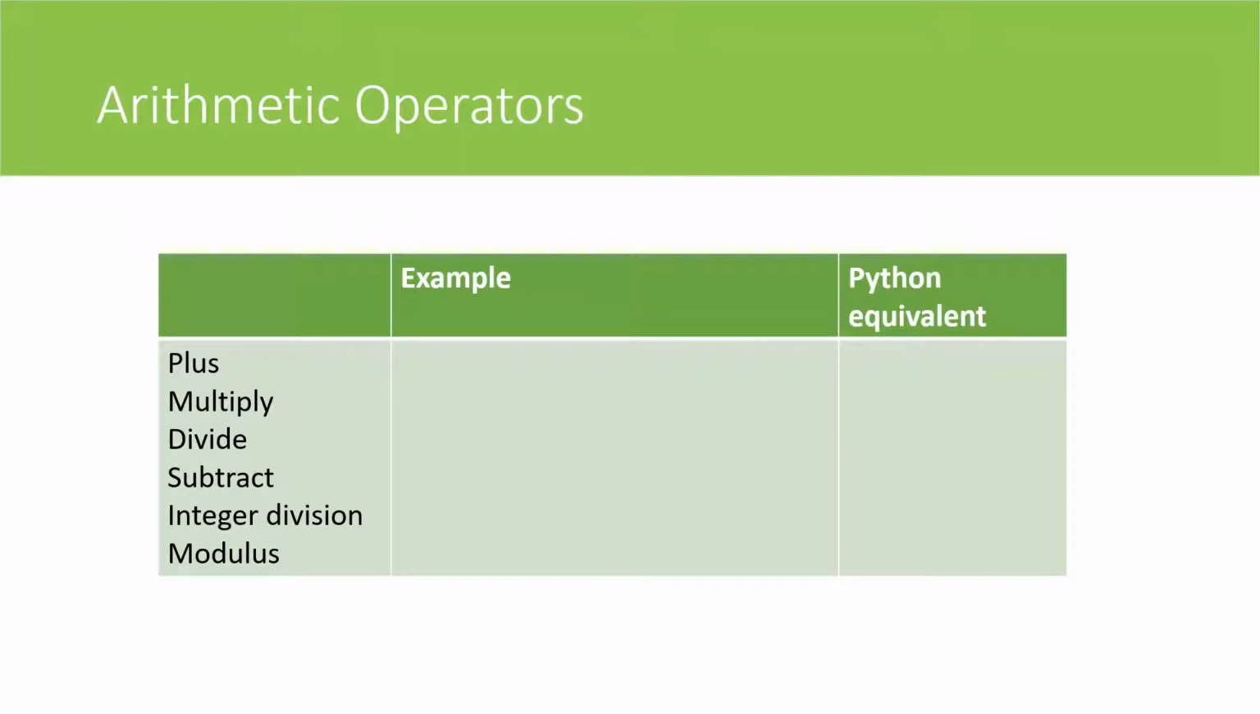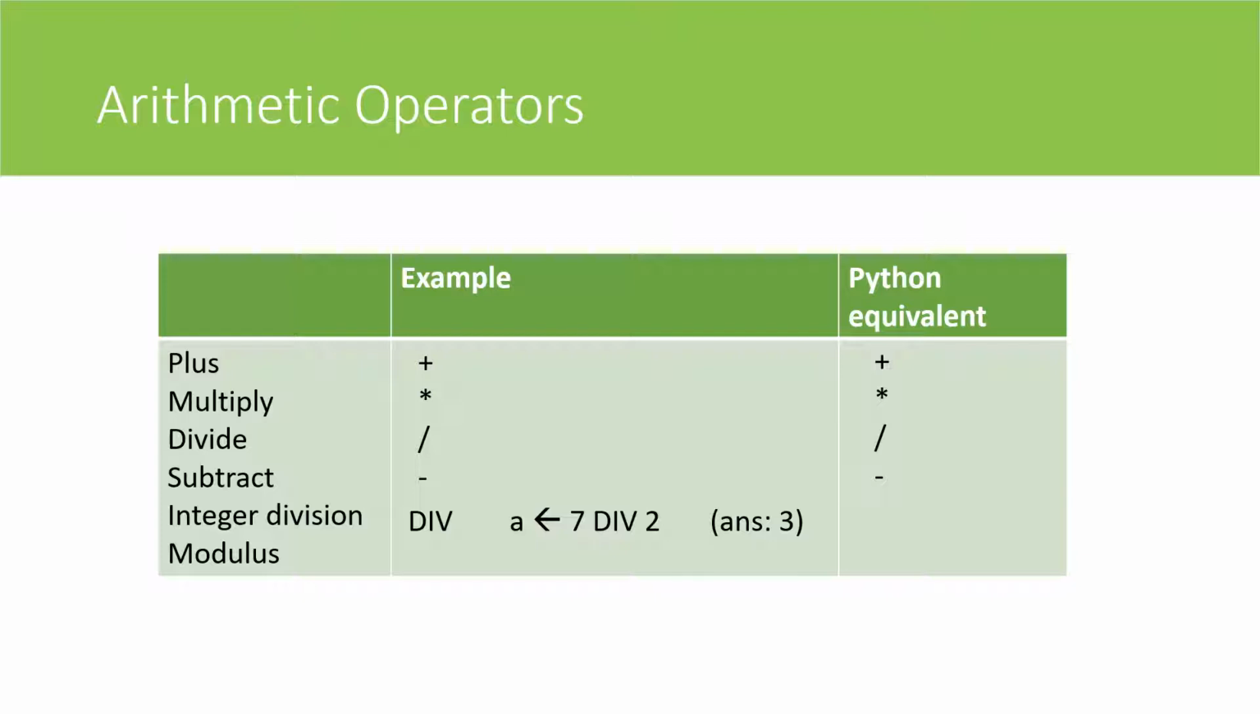So with arithmetic operators, the plus, multiply, divide and subtract are pretty straightforward. They're the same in pseudocode as they are in pretty much most programming languages. The ones we need to be wary of are integer division and modulus. So integer division is where we take two numbers, dividing one by the other. In this example, we're dividing 7 by 2, which gives us an integer value of 3. We're not interested in the remainder, we just want the integer value.